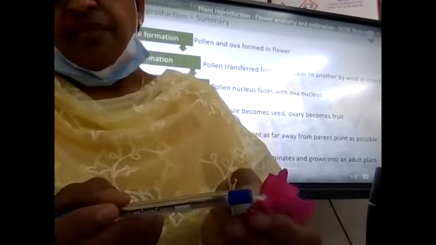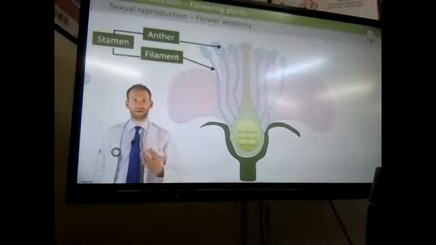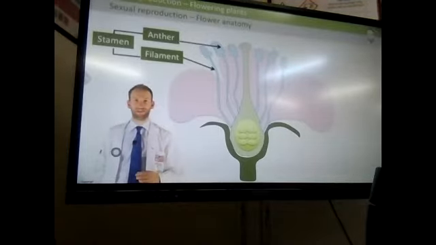Now, in order to understand this process, we've got to look at the anatomy of a flower, and go through the different parts and what their roles are. First of all, we'll start with the male bits. The male bits of a flower are the anther and the filament, collectively known as the stamen. The anther is where the pollen is produced, and the filament just holds that anther in position. There are usually quite a lot of anthers producing lots and lots of pollen.